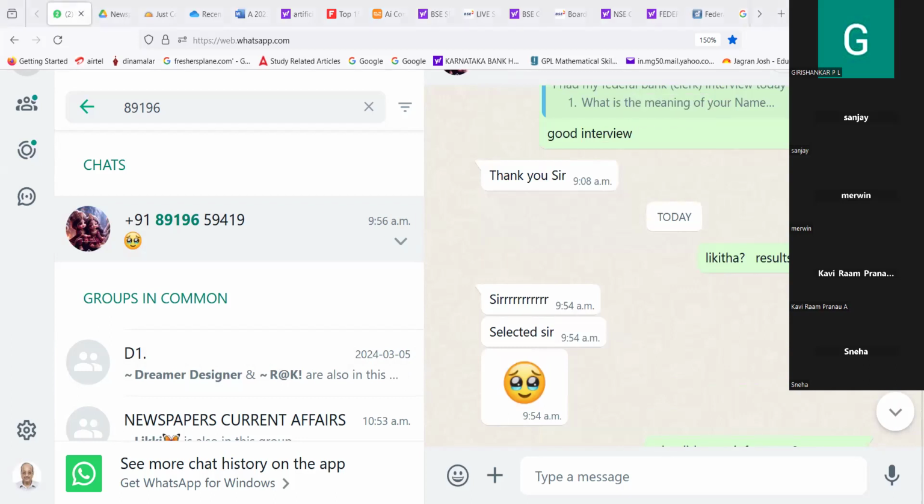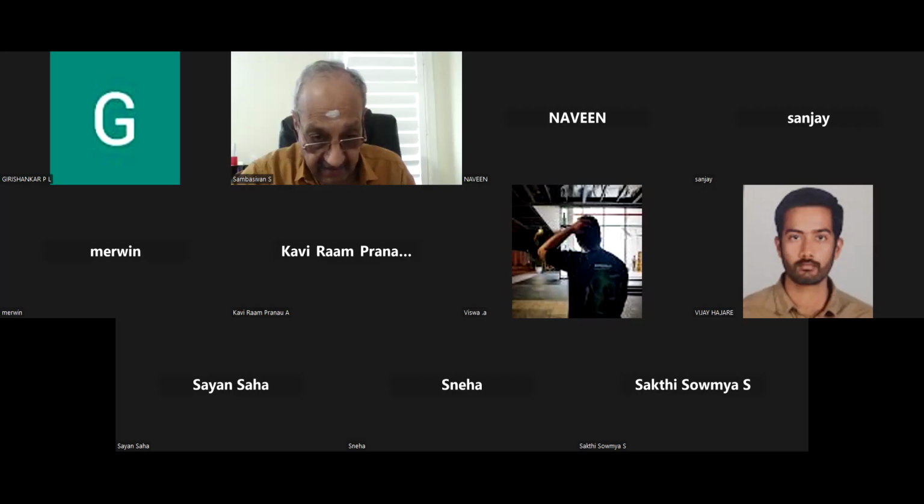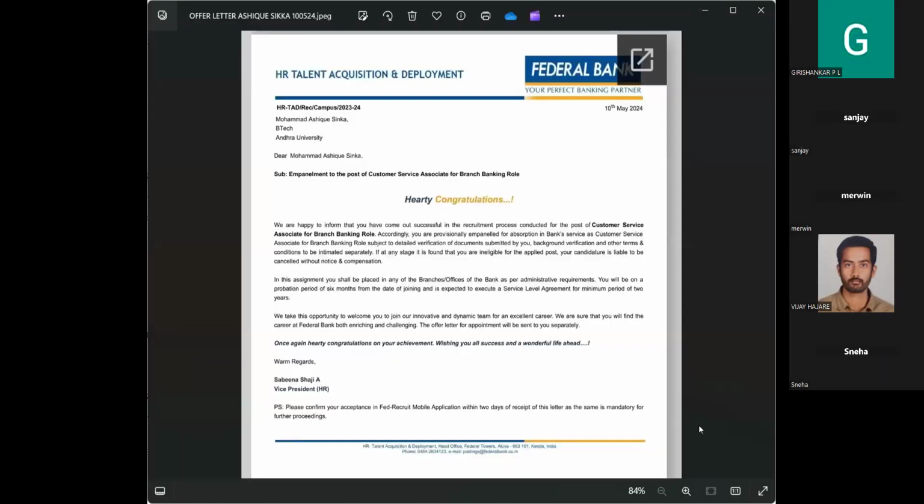Ashika sent it to me. Download the offer letter for Ashik. I will show it to you. This is the offer letter. It is being sent in Fed Recruit. Okay, this is how they send it.